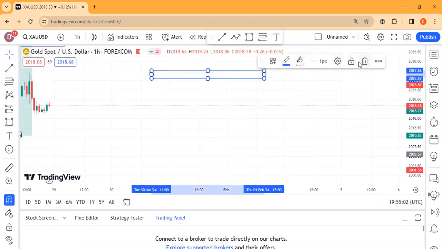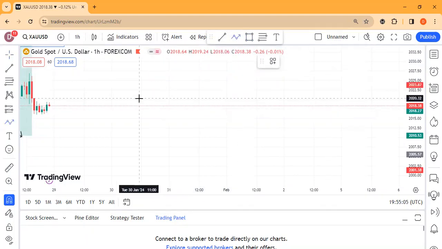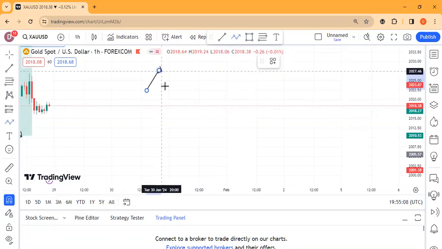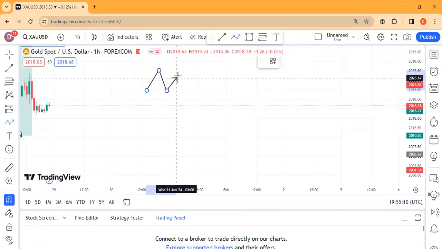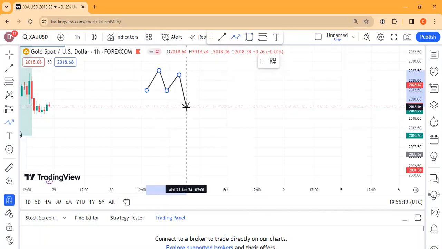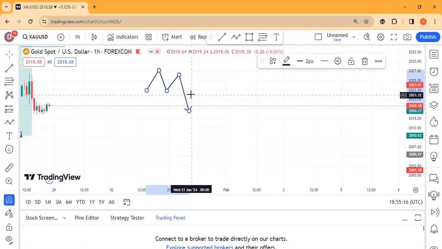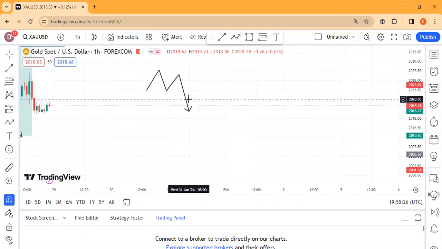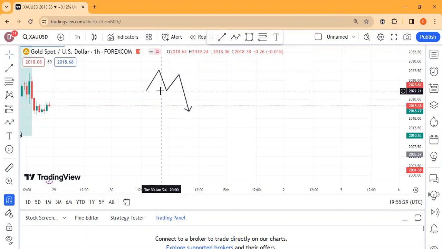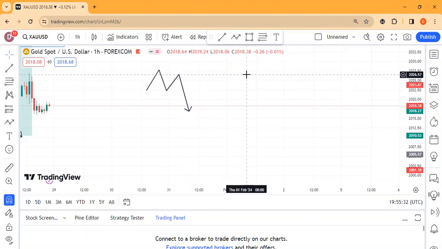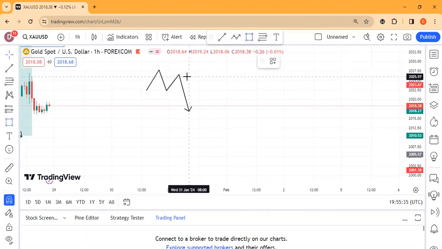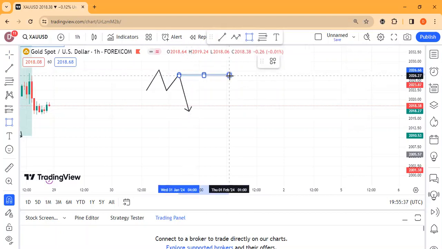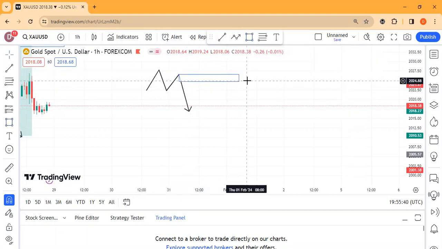All right, let me start from here. Let's say we have a structure like this, and this was broken. If there is a momentum candle that broke this particular structure, and notice that this momentum candle will happen in the morning. Once there is a break of structure with a momentum candle, you want to wait around this particular place. This is your supply zone.